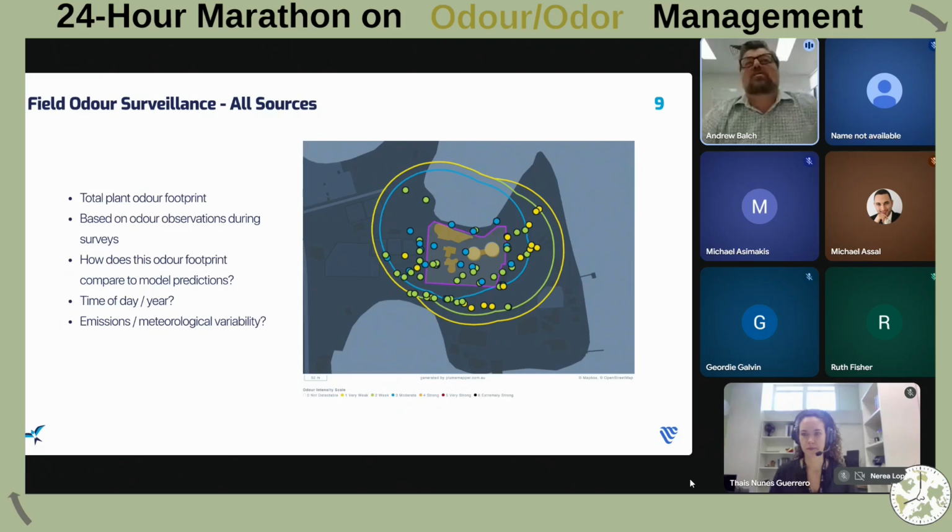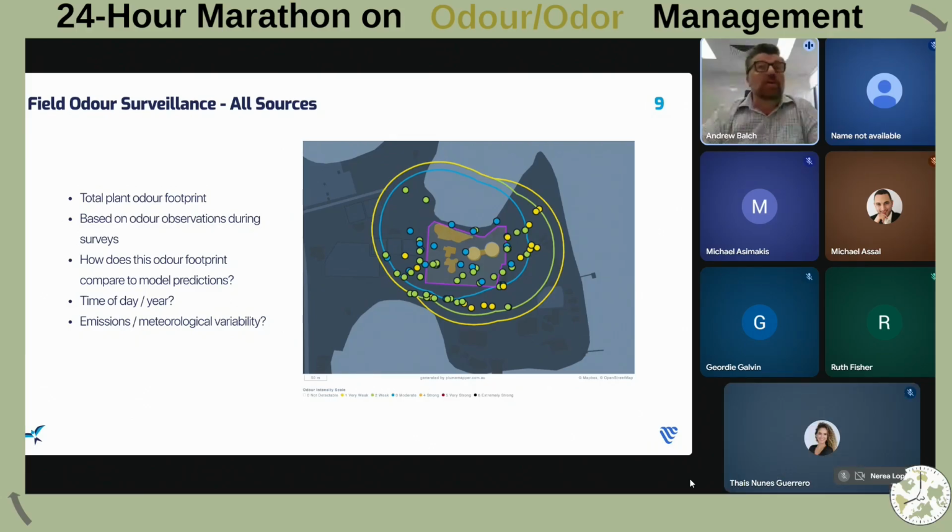So we can ask ourselves some questions. How does this odour footprint compare to the odour model predictions? Are the field observations representative of the highest impacts modelled for the 99.5th percentile, according to the local regulatory odour criteria? Are the field observations conducted at the worst case time of the day or the year? And do they capture the impacts under worst case emissions and/or meteorological scenarios?